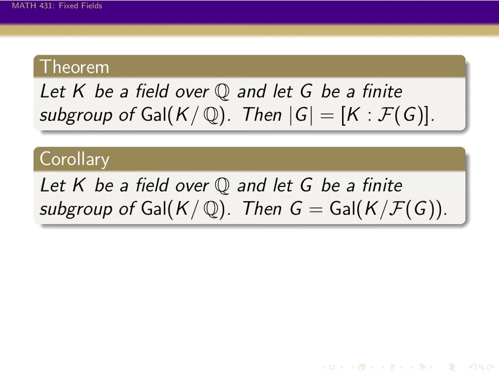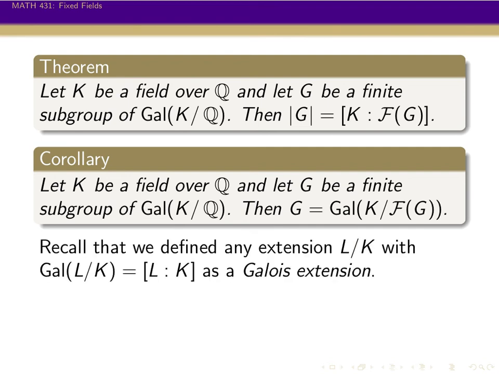Okay. An immediate corollary to this is that G is actually equal to the Galois group of K over the fixed field of G. So this is using a result that if these orders match up, then it has to be that G is the Galois group. I think this is a homework problem, so we're not going to go through it right now, but we will just apply it and use it.